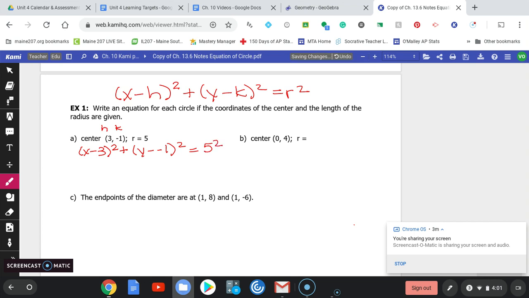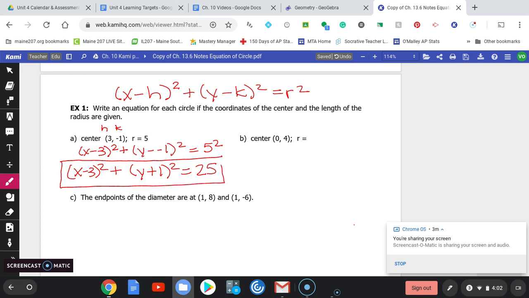And now we'll just simplify this, and we get x minus 3 quantity squared plus y plus 1 quantity squared equals 25. And that'd be our answer.